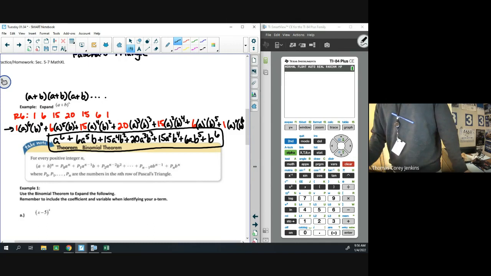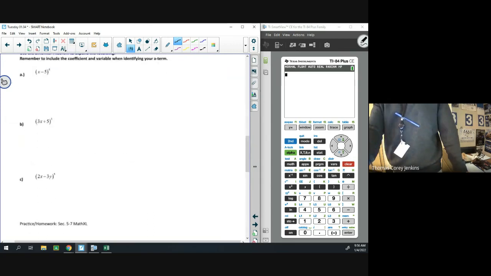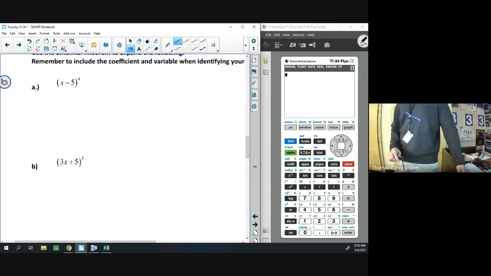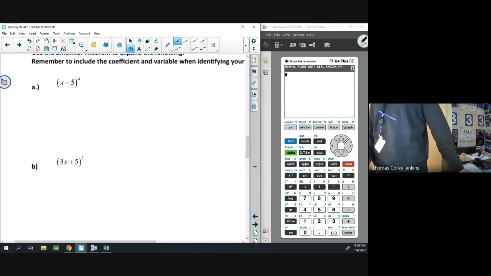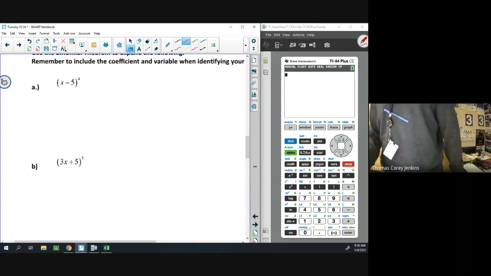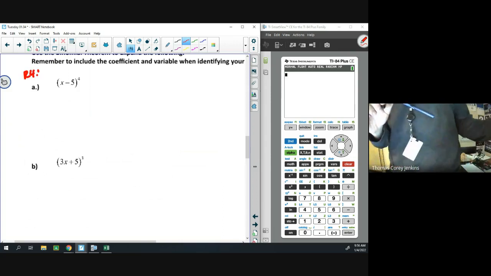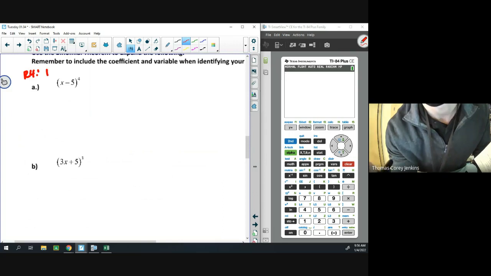Okay. All right, so let's just jump right into the next example. I won't take questions yet. It's to expand x minus 5 raised to the 4th. Okay, so one thing we're going to want to take note of here is we want row 4, which, if you want to turn your page around, you can, but it's 1 4 6 4 1.